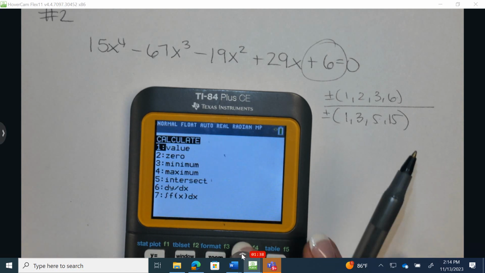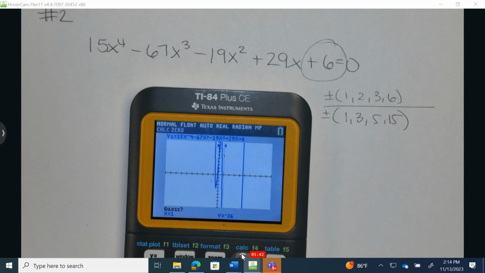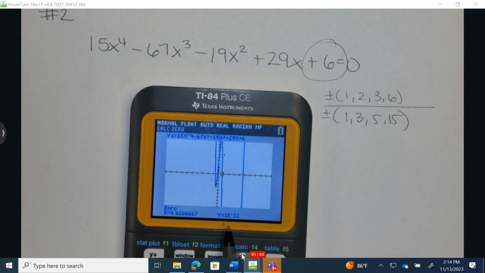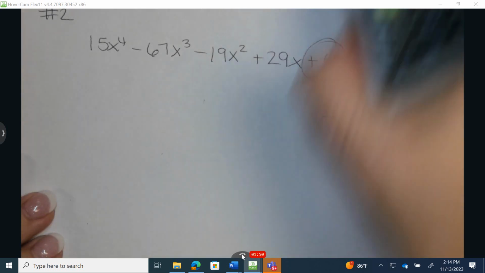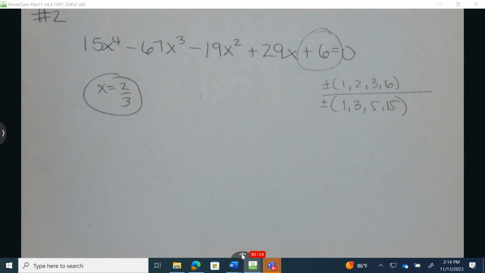So I'm going to go second trace. I want to know the 0 that's between 0 and 1. I'll come back and guess. And okay, this, by the way, is the same as 0.6 repeating, which is the same as 2/3. I know 2/3 is one of these roots. So x equals 2/3 is one of the roots. Now, after this point, I do need to show all of my algebra.